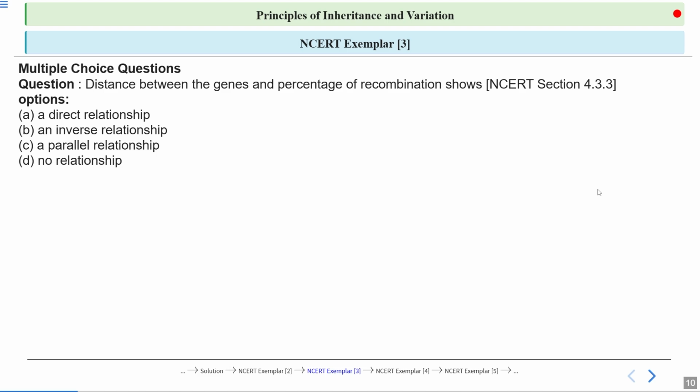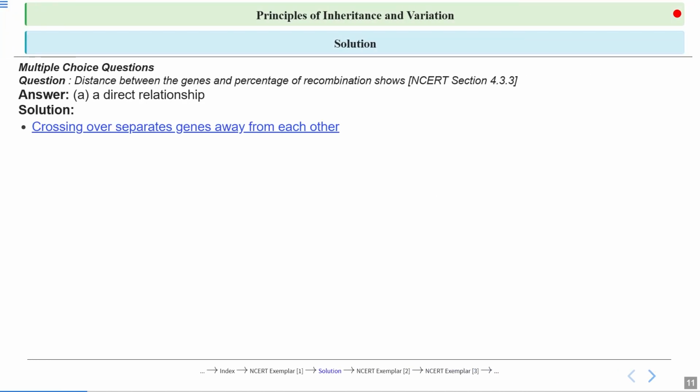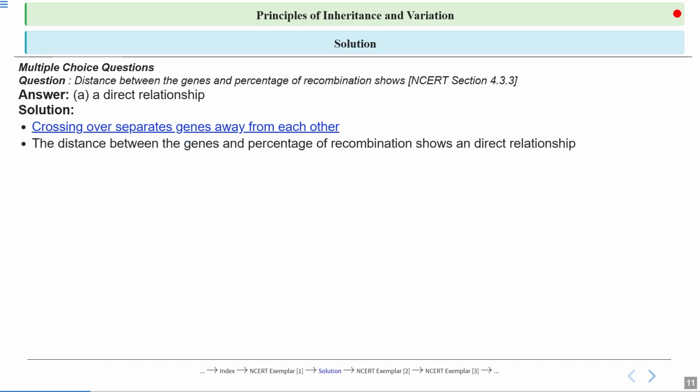Okay, so here let's have a look at the answer now. Direct relationship is the correct answer. So, crossing over separates the genes away from each other. Now the distance between the genes and the percentage of recombination show a direct relationship. It means the more the distance between the genes, the more will be the percentage of recombination, or vice versa.